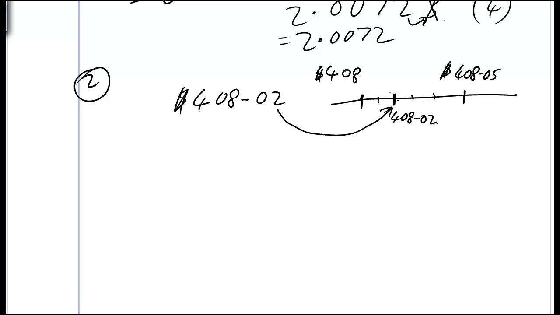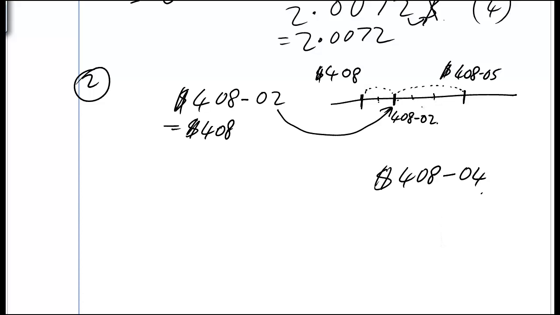If you've got 2 cents, that would be $408.02. Now, what's it closest to? Is it closest to $408, or is it closest to $408.05? It's actually closest to $408. So this number here rounded off to the nearest 5 cents is $408. Okay, now just pretend you had $408 and 4 cents. What's that rounded off to the nearest 5 cents?